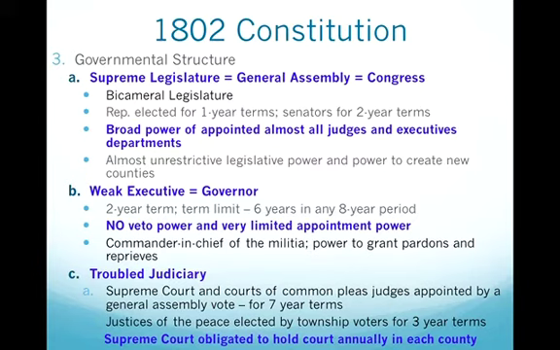Supreme Court and the Courts of Common Pleas judges were appointed by a General Assembly vote for 7-year terms. Justices of the peace were elected by township voters for 3-year terms, and the Supreme Court was obligated to hold court annually in each county. They had a traveling court. It was very, very strange. So they would go from county to county, and they would try cases in each one of the Ohio counties.